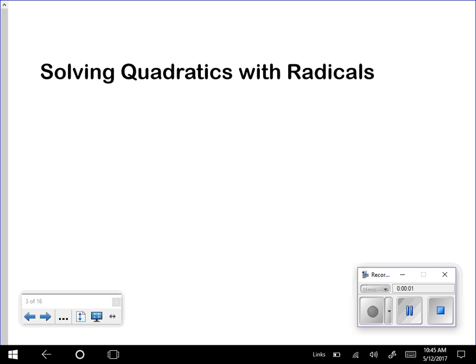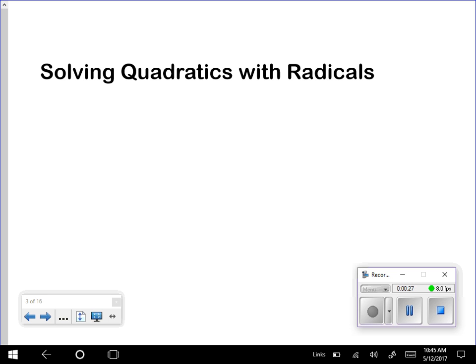Welcome. Today we are going to be looking at solving quadratics with radicals. So today what we're doing is we're taking the idea that we've been looking at quadratics. We learned how to graph them in a few different ways. And then we're taking the idea of the radicals that we learned how to simplify, add, subtract. We are going to kind of bring those together.